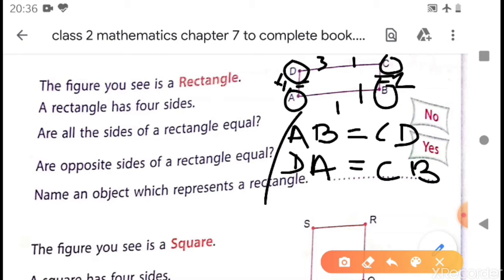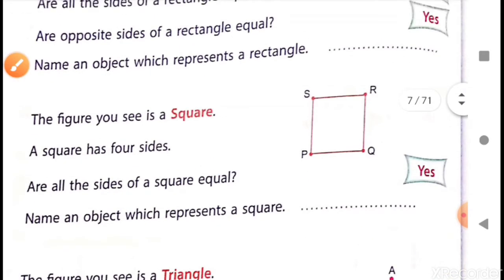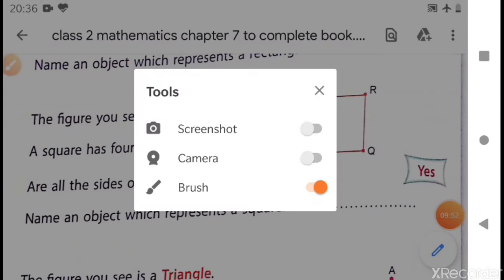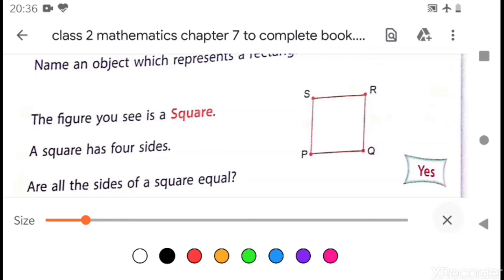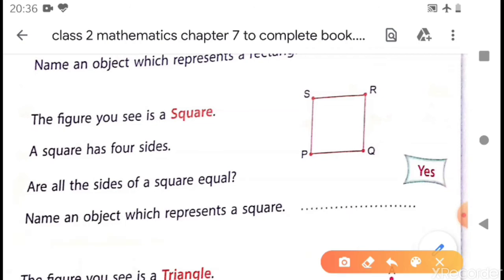Now the next figure is a square. Here in this square, you will see that this square also has 4 sides. Okay, the square also has 4 sides. 1, 2, 3 and 4, or you can take any side as 1, 2, 3, 4. So a square also has 4 sides, and here you will see that all the 4 sides are of same length. All the 4 sides are equal.